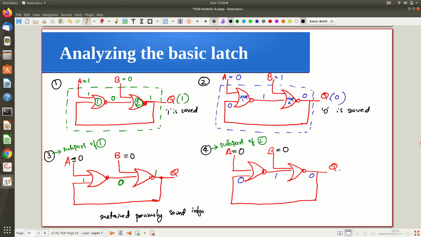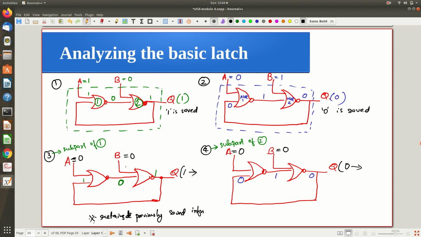So already the circuit is having output 1. Will it change or not? That is the question. When you give both inputs as 0 0, will this output 1 change or not? Here also this circuit is already containing this 0. Will it change or not? Will it change to a different output? What I promised you is that it can retain the previously saved information, or it simply retains. Okay, so let's verify it.